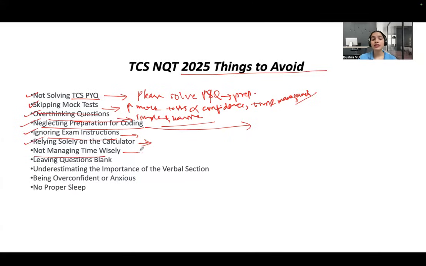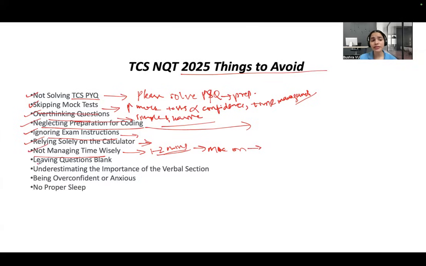Not managing time wisely. This is something a lot of students do as well. Always remember, you can give 1 to 2 minutes to each question. This is the max time that you can give. If you're not able to solve, move on. It's fine. Randomly mark something, or if you're not able to randomly mark, go with your intuition and mark whatever you think is right.